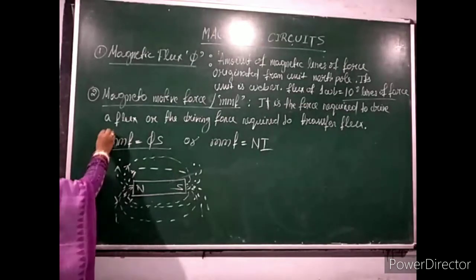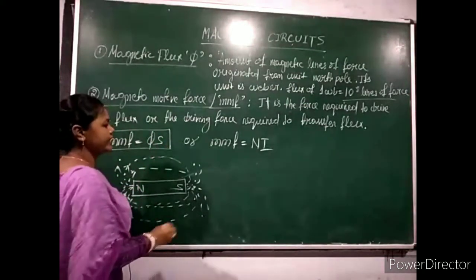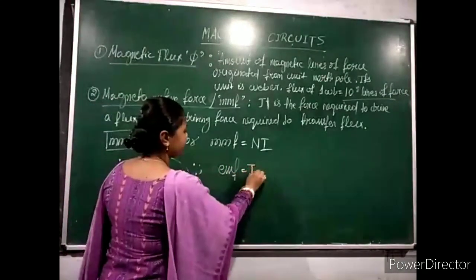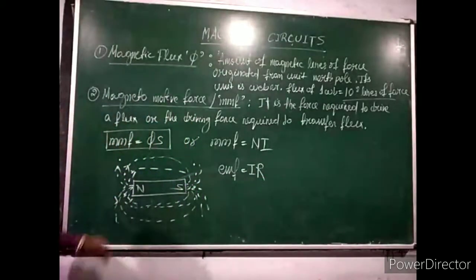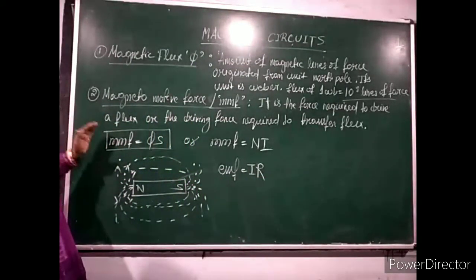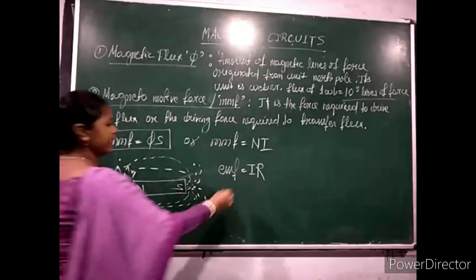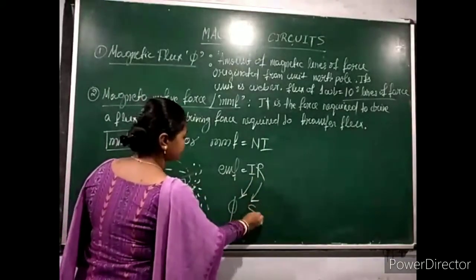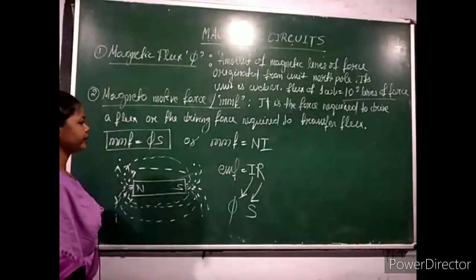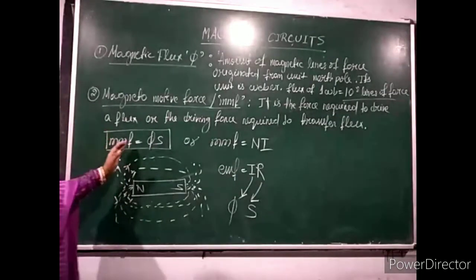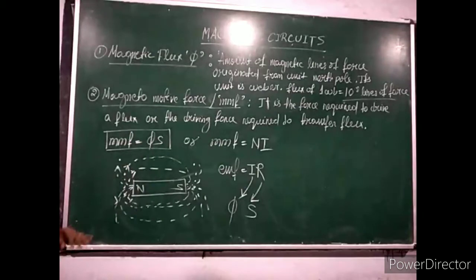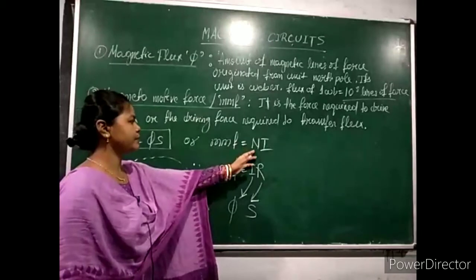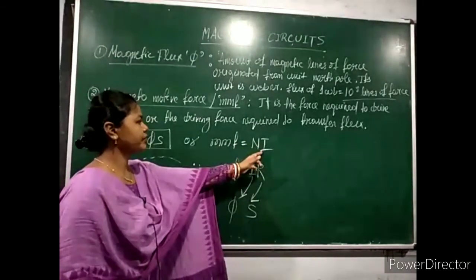And from where do you get this relation? You know that in an electric circuit, electromotive force is current into resistance. In a magnetic circuit, the analogy of current is flux and the analogy of resistance is reluctance. So, MMF is the product of flux and reluctance. In another way, MMF is mathematically represented as the product of number of turns and current.